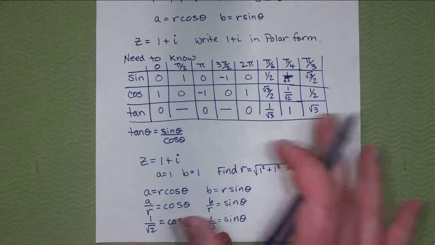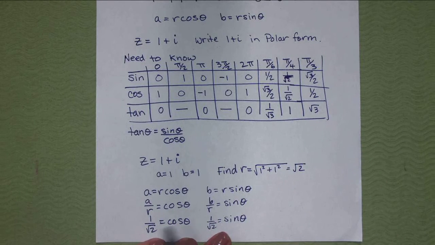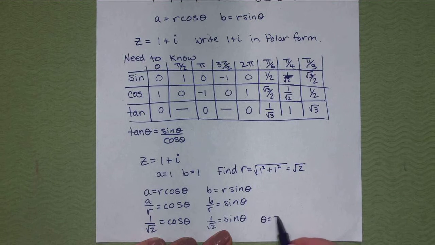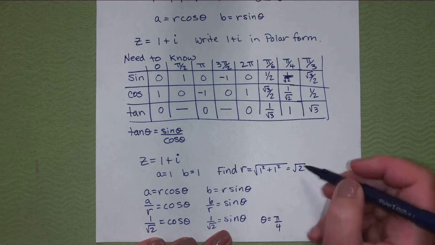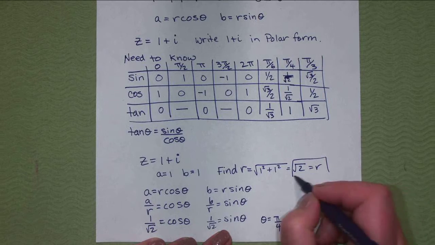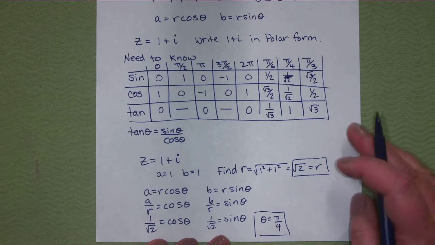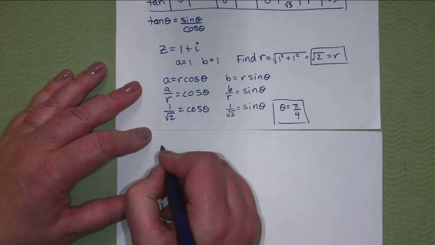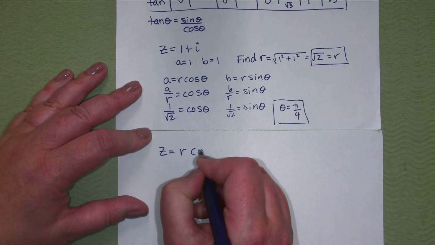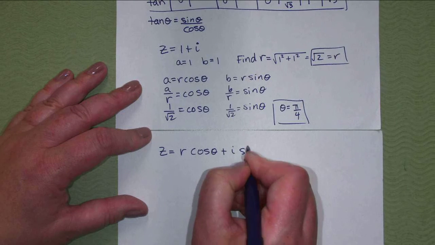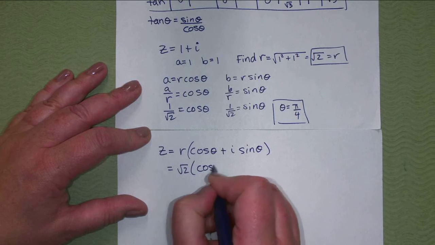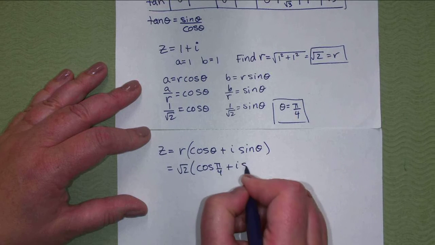But basically this one's easy because 1 over root 2, 1 over root 2 is pi over 4. So you would say theta is pi over 4. So we have R, and we have theta, and then we would just write the polar form. So we would write that as Z equals R cos theta plus I sine theta. So root 2 cos pi over 4 plus I sine pi over 4. And that's it. You would stop.